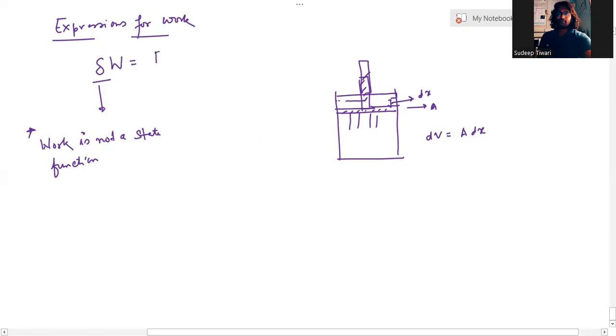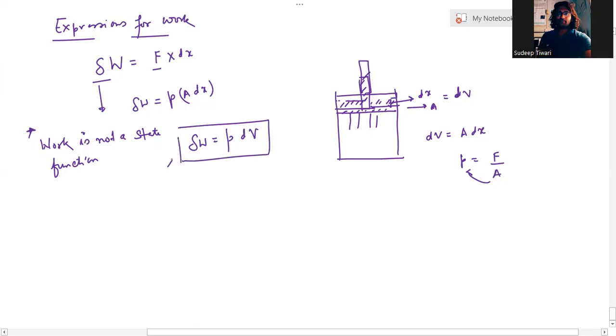Work is nothing but force into displacement. And what would be force? Pressure is force per unit area, so force is P into A. So delta W becomes P A dx. And what is A dx? A dx is dV, the differential volume. So basically, work done by the system can be expressed as P dV. Always remember this.